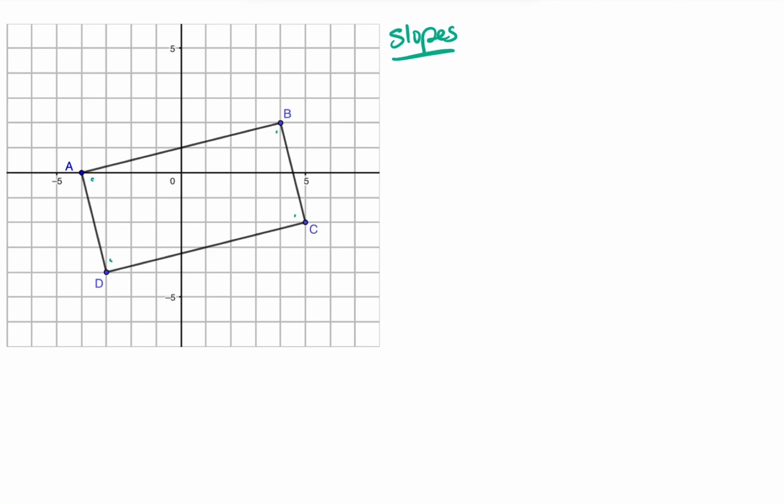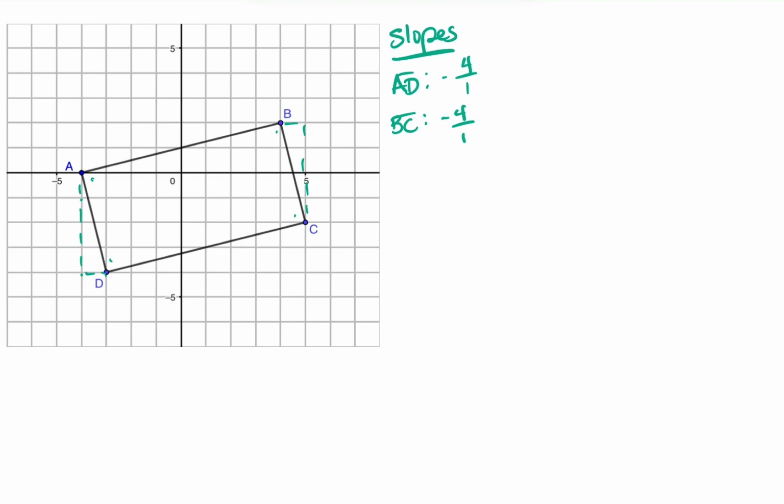Okay, so let's start with the slope of AD, which is the same as the slope of BC. So both of them have negative slopes. It's going down 4, right 1. So AD has a slope of negative 4/1, and so does segment BC, negative 4/1.